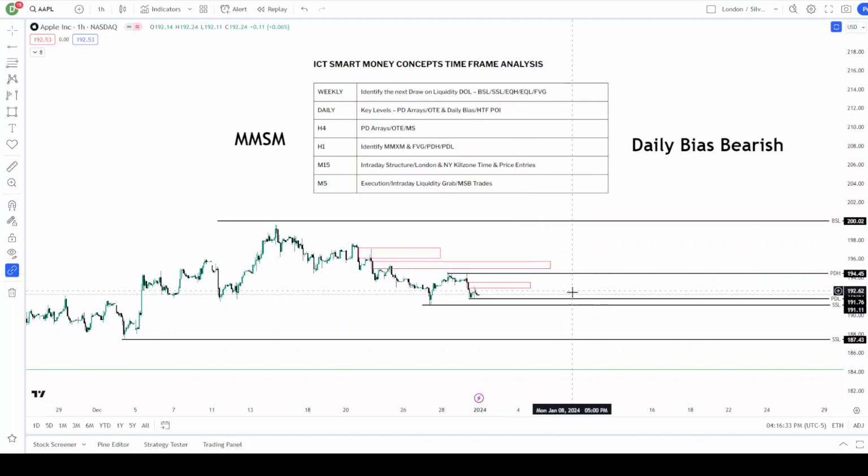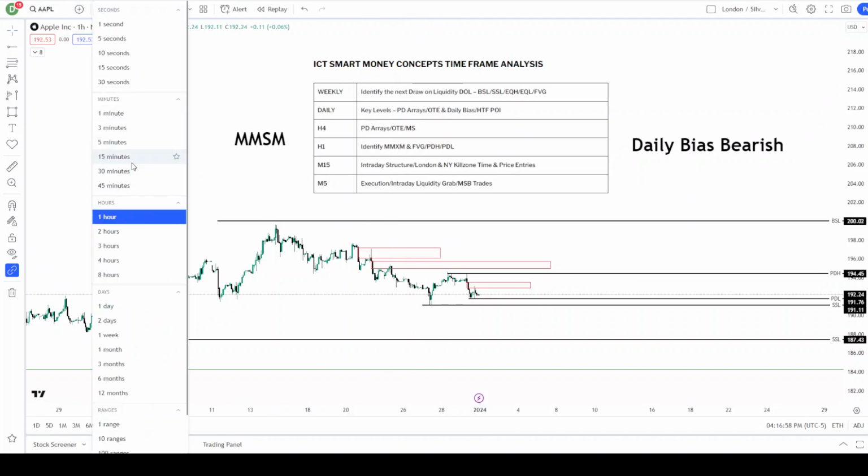Okay, so we have our range from Friday. Be looking to see if we break out or break down from that current range. And then we have our targets, fair value gaps, buy side liquidity, heading down, sell side liquidity, right? So those are our targets there. Got our market maker model, got our fair value gaps, got our previous day high low. So now we're going to drop down to the 15-minute chart.